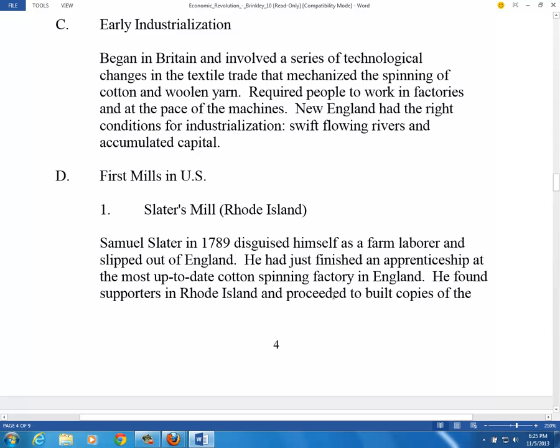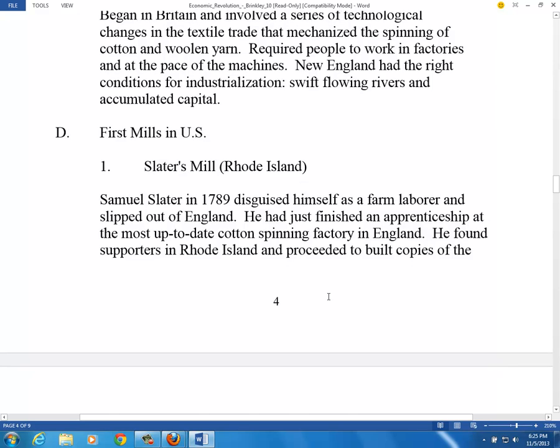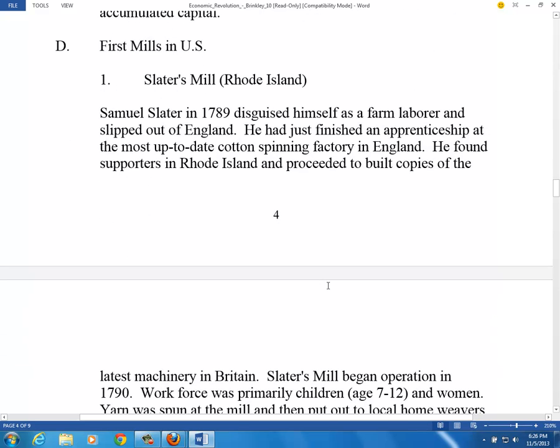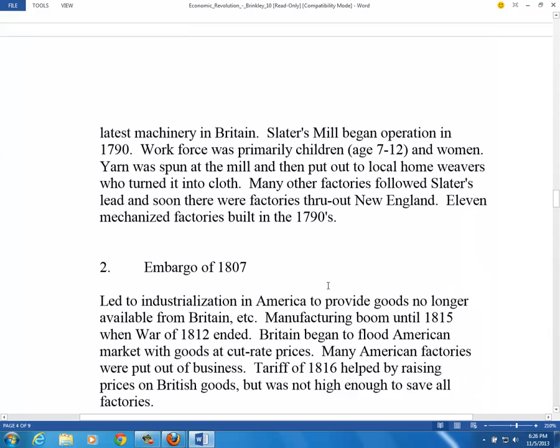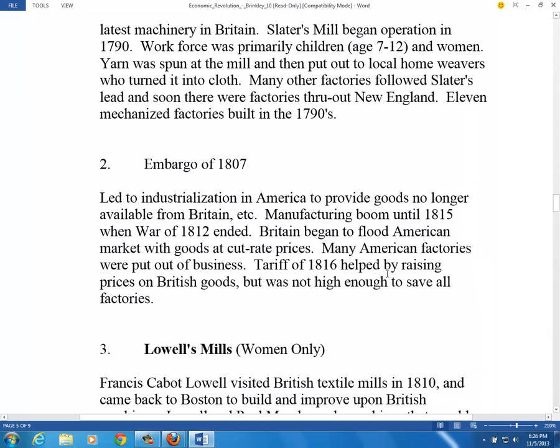So anyway, this just talks about some of the new mills or factories here. We actually did steal a lot of information from Britain. Back when Jefferson was president, remember the embargo of 1807? One of the good things about that embargo was it did force us to begin doing our own manufacturing, instead of relying on Britain to supply those goods.